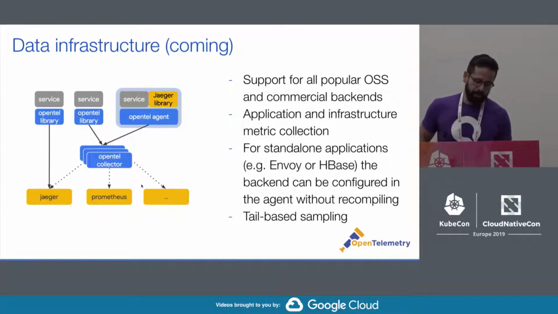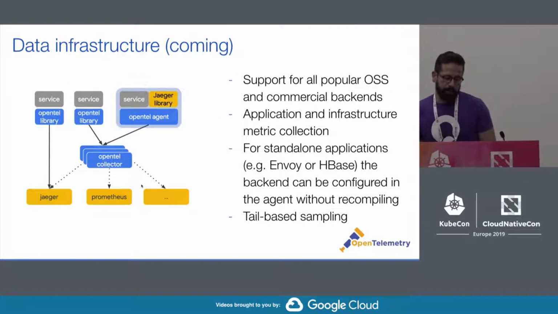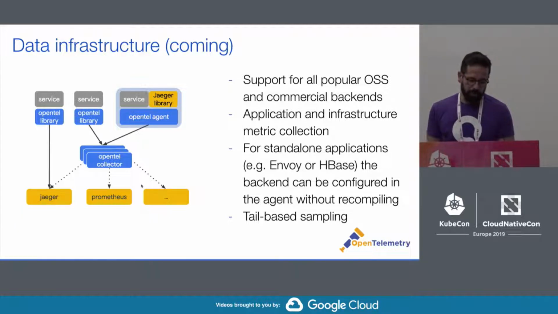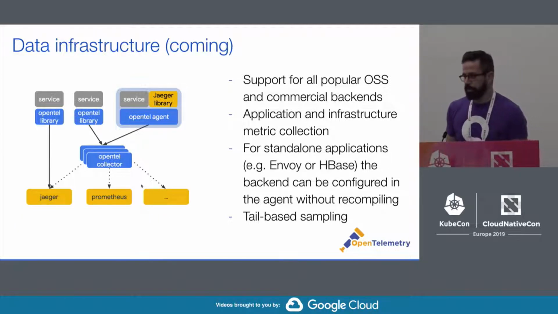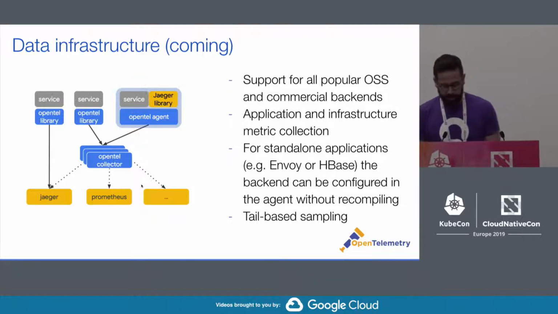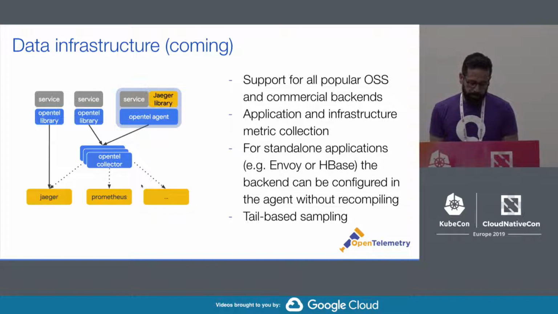And finally, the OpenTelemetry project will also inherit the data collection infrastructure from OpenCensus, which is also used in production by quite a few users, and it's hardened. What we call the OpenCensus service today, and it's going to become the OpenTelemetry agent and collector, already supports all popular open source and even commercial backends for tracing and metrics primarily today.